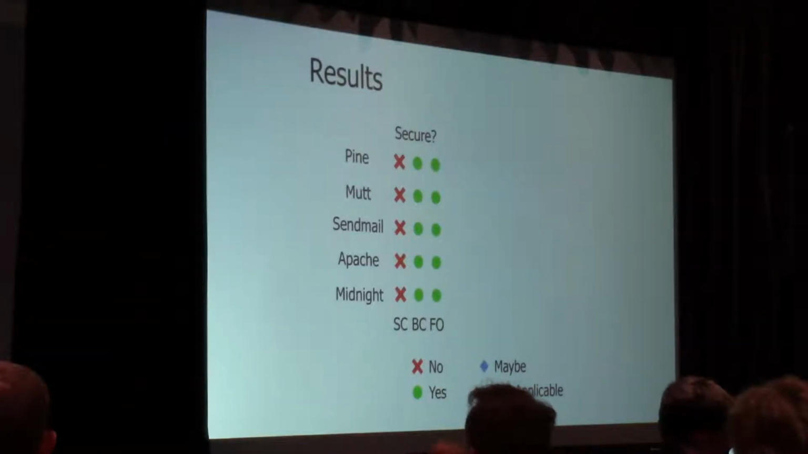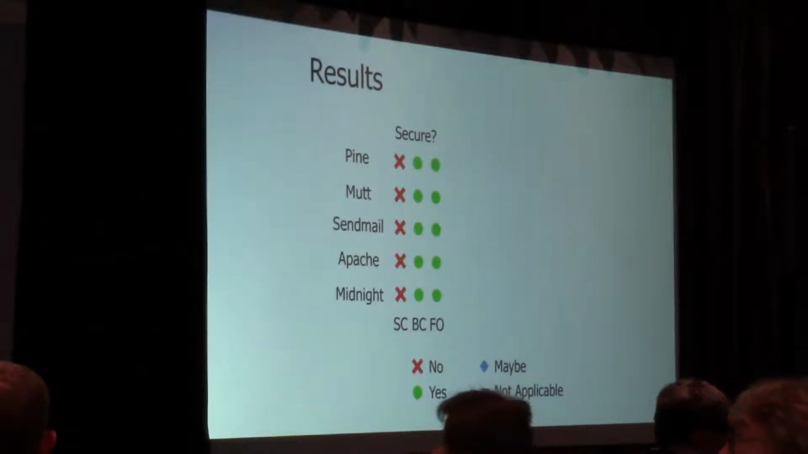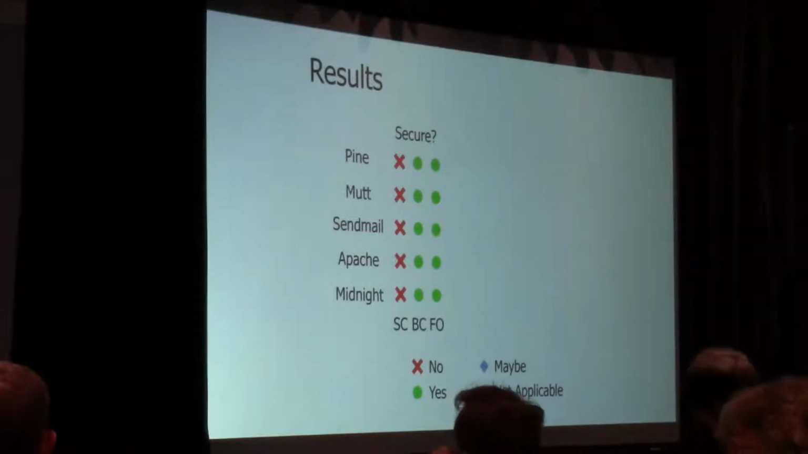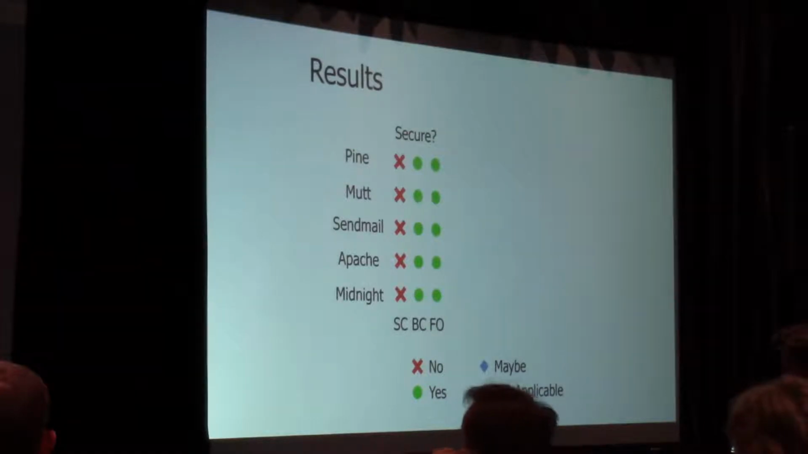First question, I'm going to ask 3 questions. First question, is the program secure? The answer with standard compilation is none of these programs are secure. They've all got a bug being triggered. With bounds check and FO, they're all secure. Okay, great. I got a secure program. I want more than that.